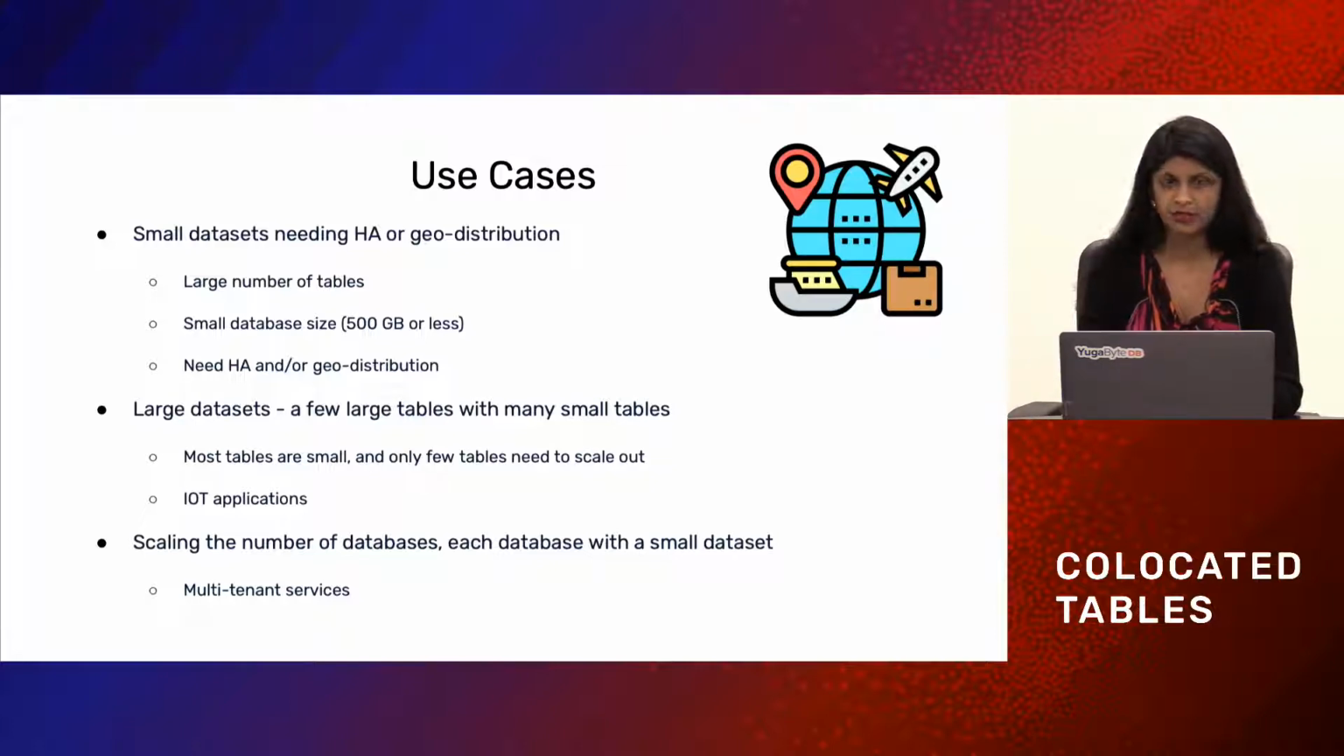And the third one is a use case where you have a number of databases. So it's a multi-tenant service. Let's say each database has a large number of tables that we want to support, but the data set size for each database is small. So you might have, let's say, 1,000 databases, one database per customer, but each database size ends up being, let's say, 500 gigs or lesser. So some of these three use cases, for example, can end up benefiting from co-location.